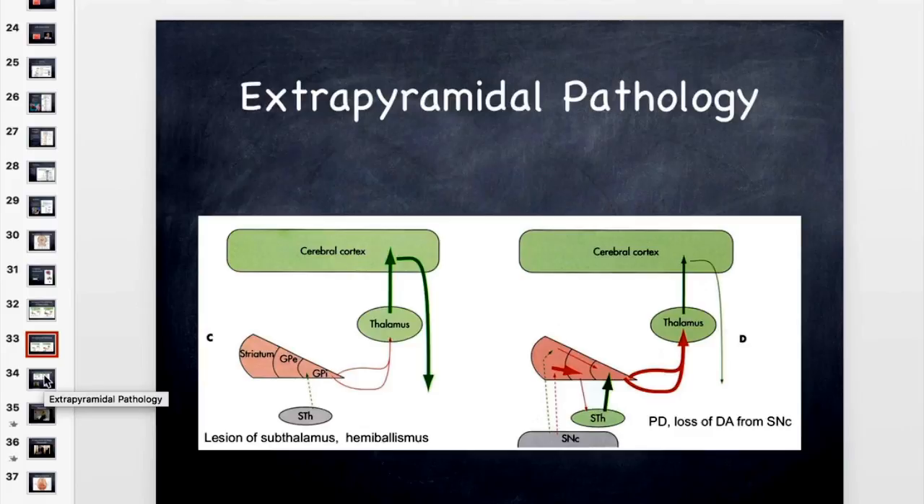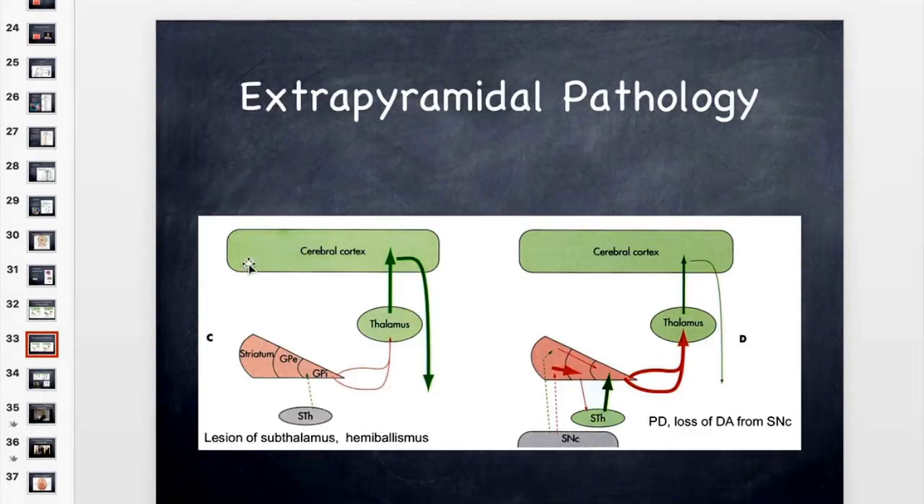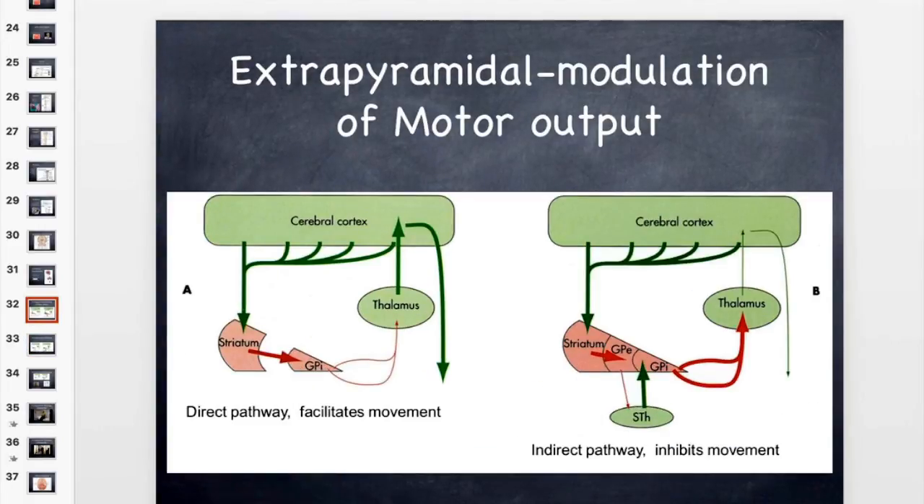I have a couple of videos here, but Matt, I know you do some explanation of the extrapyramidal circuit. Any other thoughts on how you would explain it? No, I mean, I think that's about right.